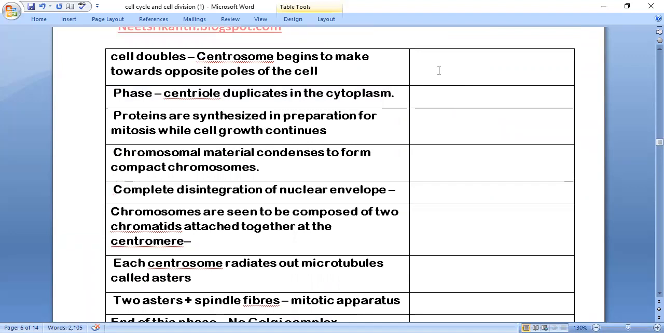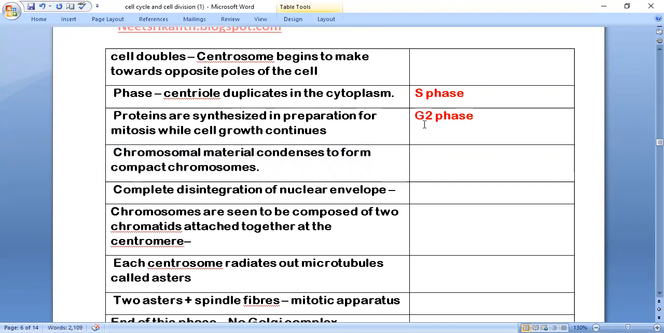The phase in which the centriole duplicates in the cytoplasm is the S phase. Proteins are synthesized in preparation for mitosis while cell growth continues: G2 phase.